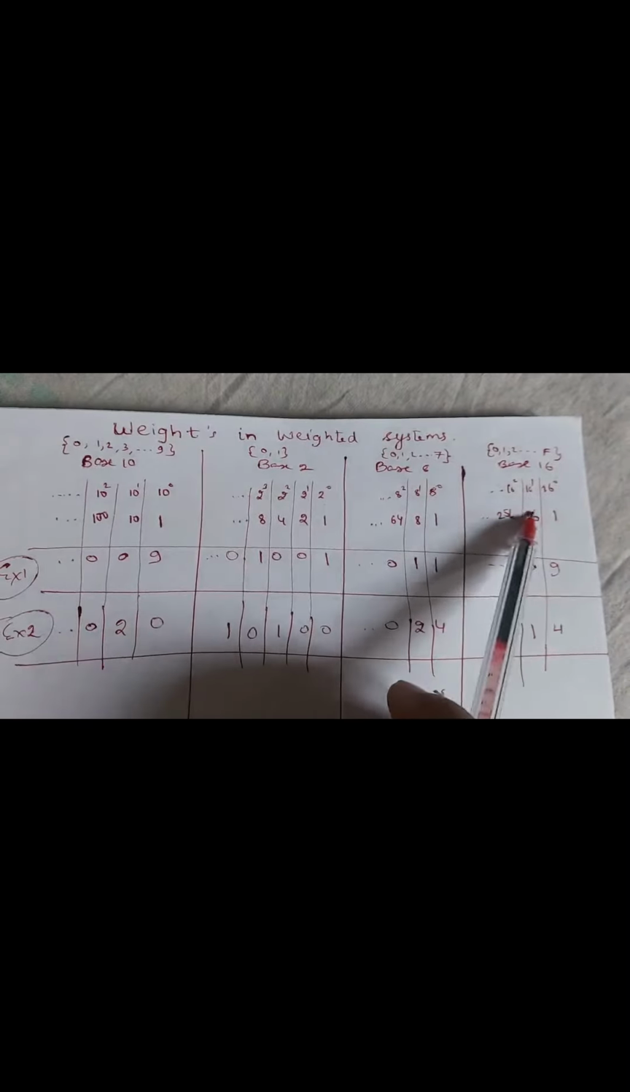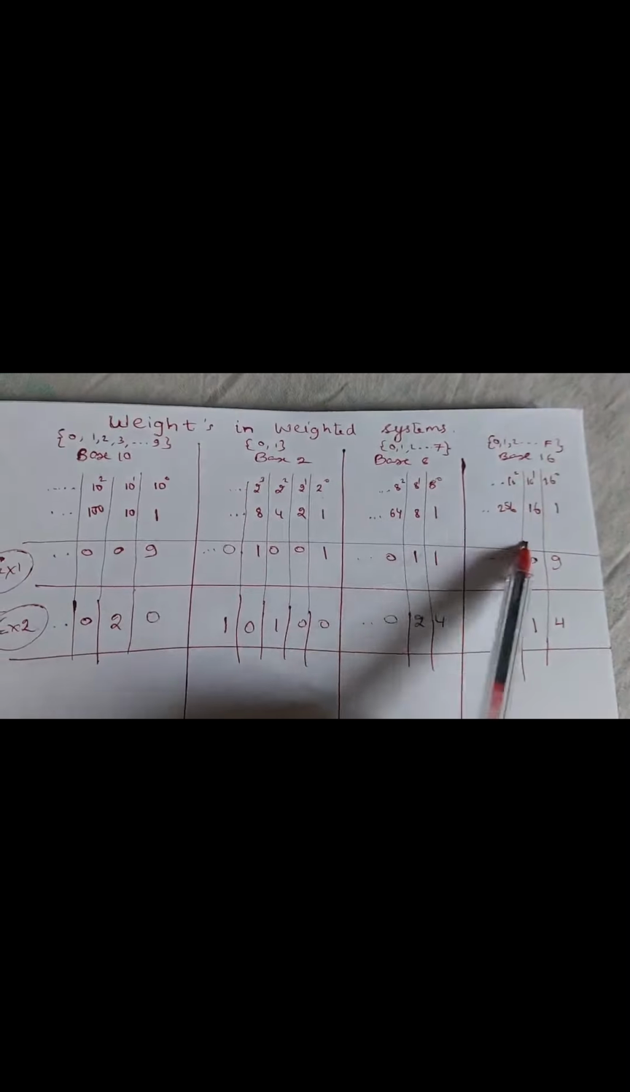So this is how numbers are generated from weights. Here I have compared the weights of different number systems. Base 10 has these, base 2 has these weights: 2 to the power 0, 2 to the power 1, 2 to the power 2, 2 to the power 3, and so on, which happens in all the number systems. So these are the weights for the number systems.